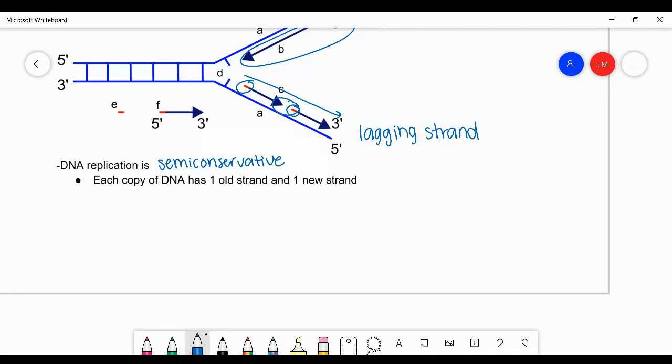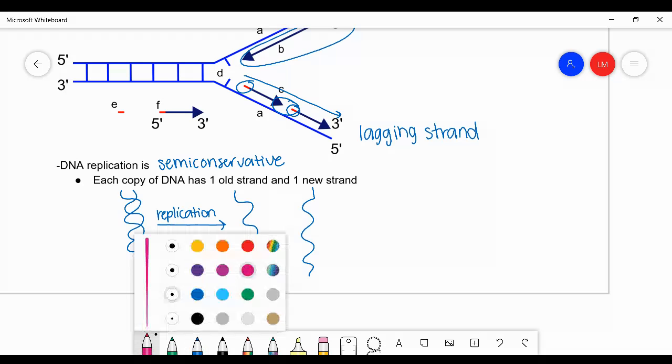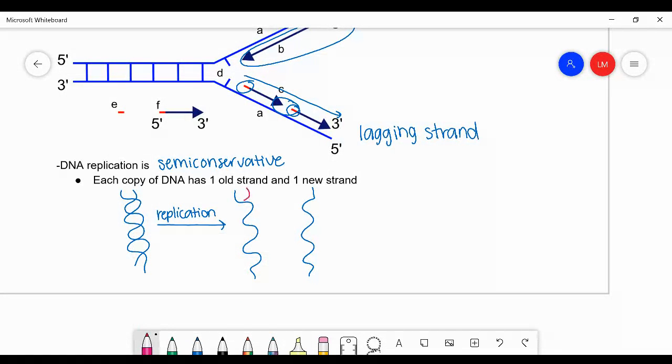So let me show you what I mean by that. Let's say this is in blue. This is my original DNA molecule. After this molecule has been replicated, the two new ones will be part old. So there's my outside pieces of that. And then they will also be part new, where the pink here is my new strand. So it's semi-conservative because it's only conserving half of the old one.